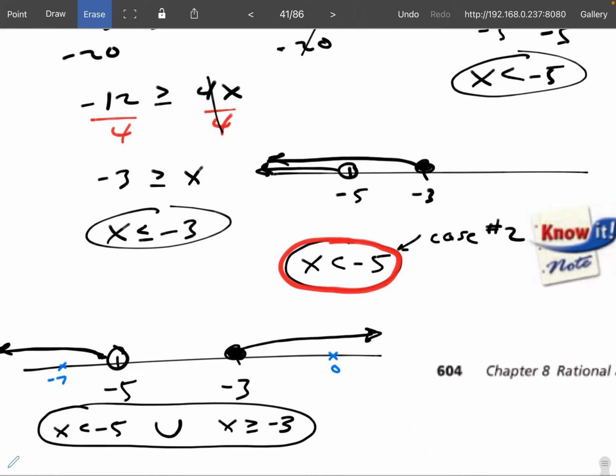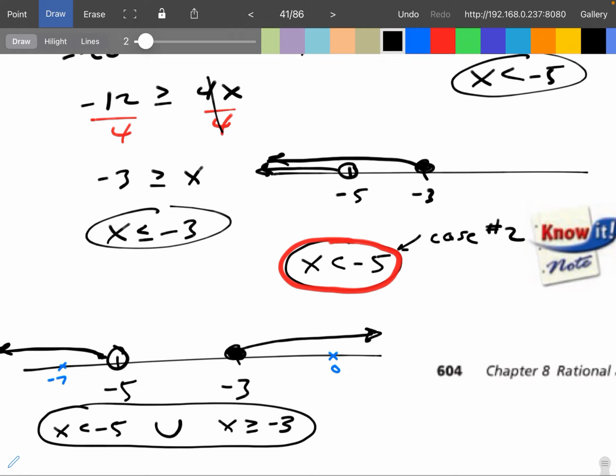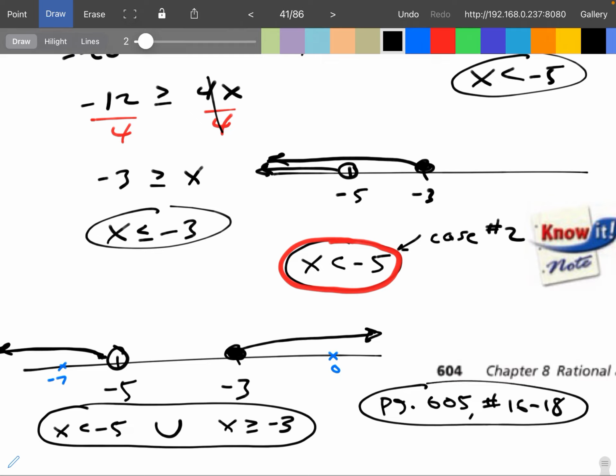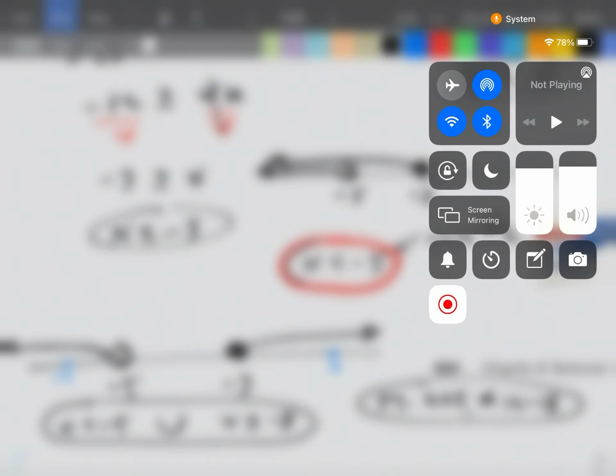That was just a quick check of it. All right, so what I'm going to add on to your assignment from this part is still going to be in section 8-5. So it's still on the same page you were on yesterday, so it's still page 605. But I'm going to add on numbers 16 through 18, which is exactly what we just did. It's 3 of those problems.